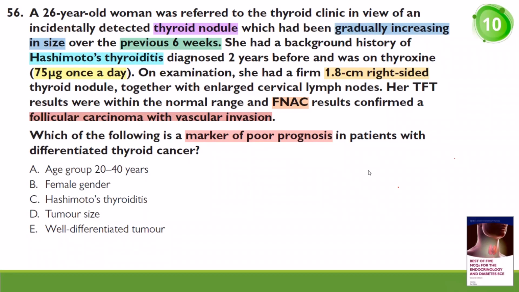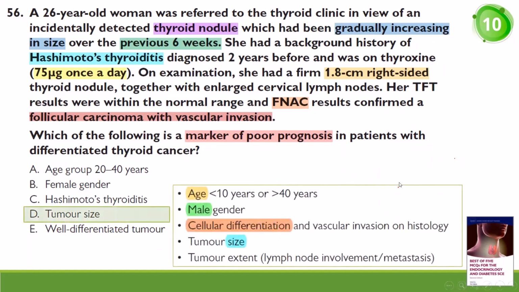Tumor size. Yes, tumor size, as I mentioned a lot of times previously, tumor size is one of the markers for poor prognosis. Once a tumor size is more than 4 centimeters, this is a bad prognosis. So this is a marker for poor prognosis.